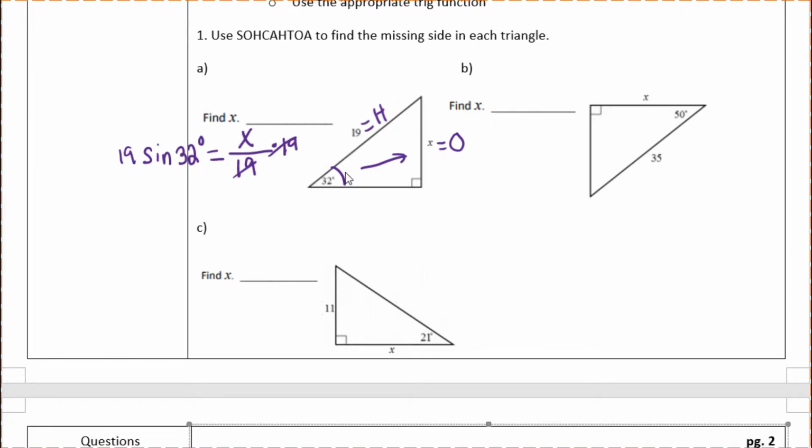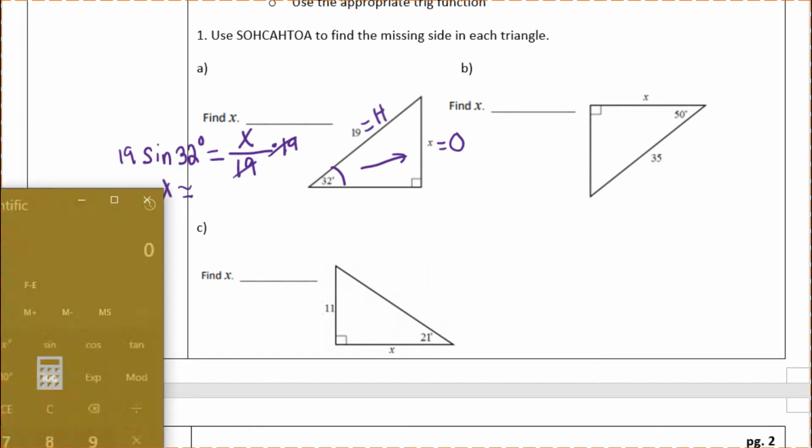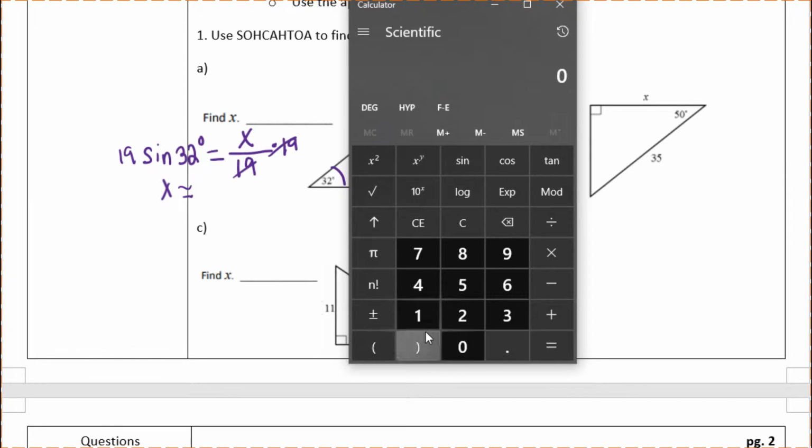All right, so you're literally going to type in 19 sine parentheses 32 degrees on the calculator, and then you'll get that answer. So let me just do it on the computer here, so you can kind of see the idea. All scientific calculators have the sine function. So 19 sine, and this calculator is a little different. So in this case, we're going to do the sine of 32.